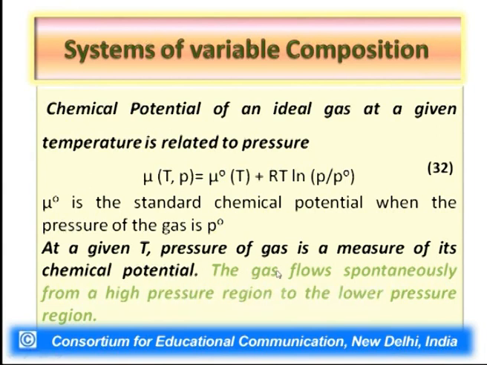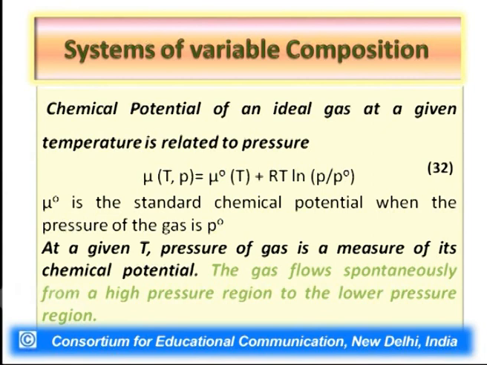Now at a given temperature, you can see very easily that the pressure of the gas is therefore a measure of its chemical potential. Why so? When you increase pressure, the second term will increase. It means pressure is a measure of chemical potential. As you increase pressure, the chemical potential increases.